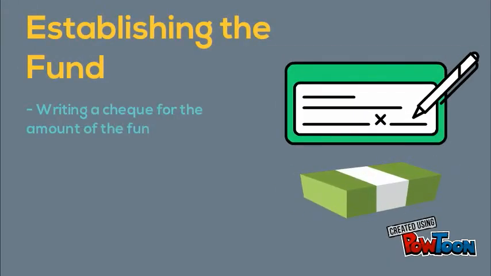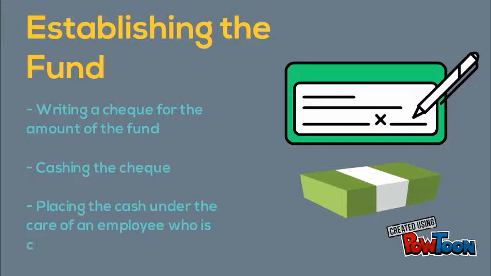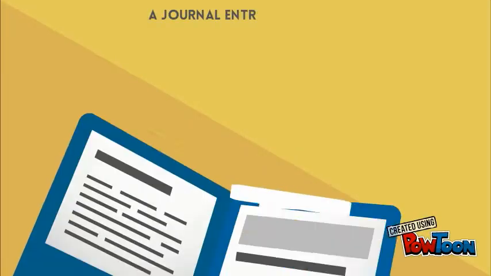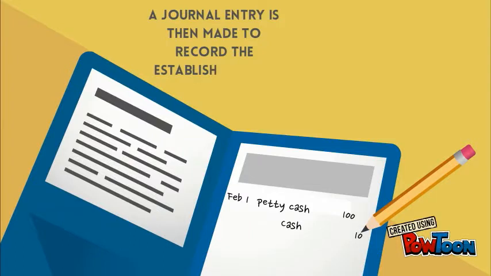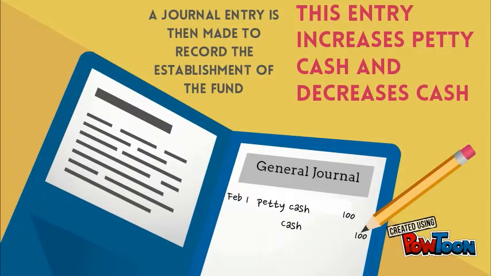This is done by writing a check for the amount of the fund, cashing the check, and then placing the cash under the care of an employee who is the custodian. A journal entry will then be made to record the establishment of the fund. This entry increases petty cash and decreases cash. Note that there is no change in total assets.